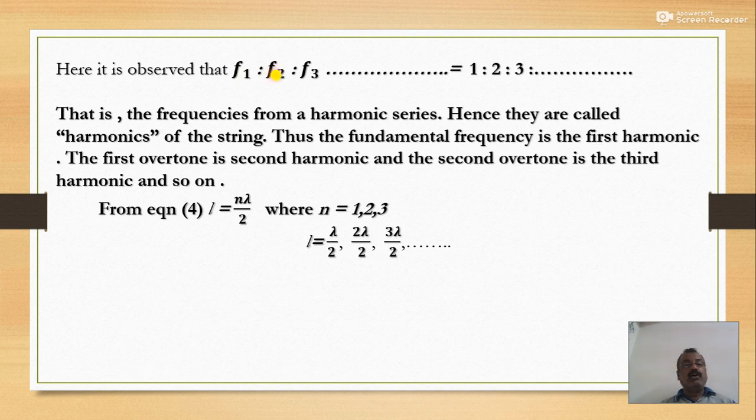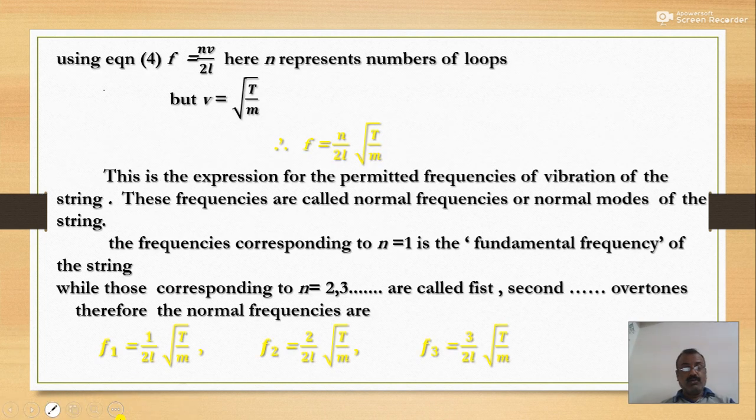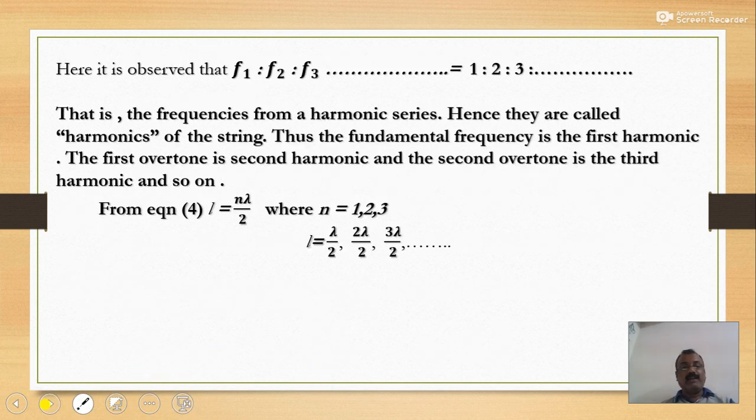f2 is equal to 2/2L times the square root of T by m. This is known as the first overtone or second harmonic. Similarly, f3 is equal to 3/2L times the square root of T by m, called the second overtone or third harmonic.